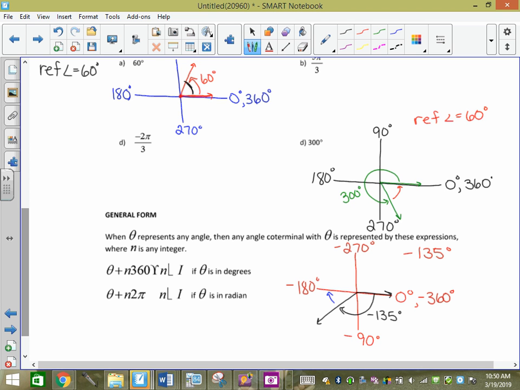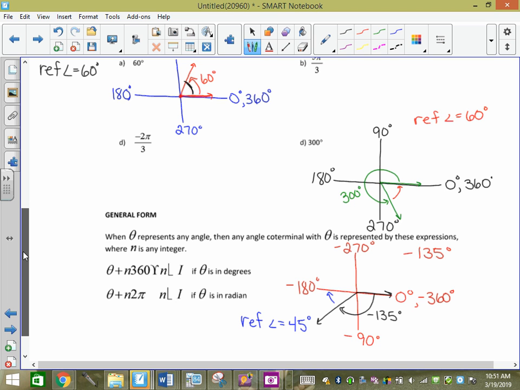Just go 180 minus 135, right? You just count to 180. So 180 minus 135 is how many degrees? 45. So it's a reference angle of 45 degrees. Not negative 45. This was a negative angle, right? But the reference angle is always positive.